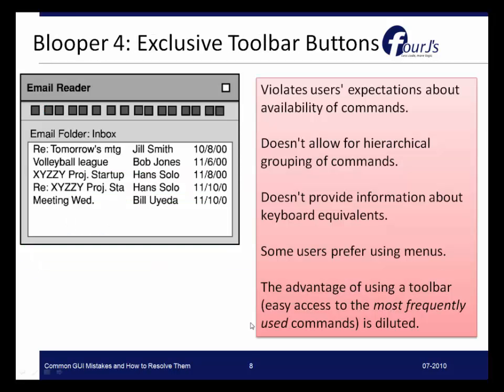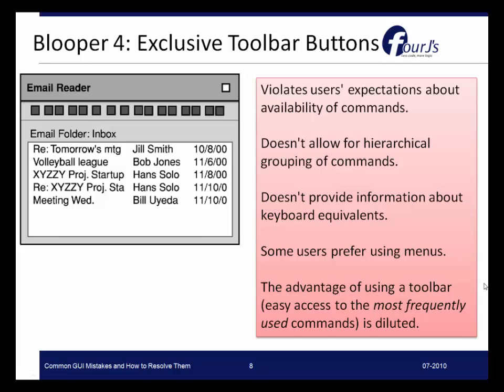The fourth blooper is having an exclusive toolbar and no top menu or any other way to trigger these actions to occur. So in this particular example, this window has only a toolbar and has all of the commands within the toolbar. This violates the user's expectations about where to find commands and the availability of commands. It doesn't allow for you to group in a hierarchy those options as you would in a top menu. The user has no way to see any keyboard equivalents. Some users just prefer menus.